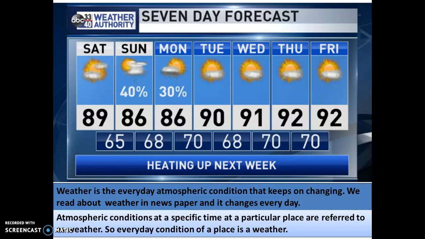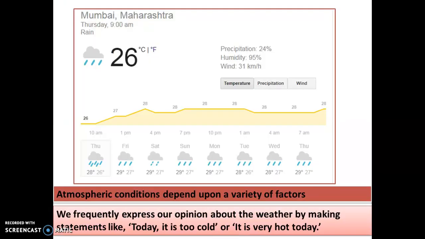If we come to the definition, the atmospheric conditions at a specific time at a particular place are referred to as weather. So, everyday condition of a place is weather. Now, this diagram shows Mumbai, Maharashtra's weather on Thursday. From that we see it's cloudy. Atmospheric condition depends upon a variety of factors. We frequently express our opinion about weather by making statements like today it is very cold or today it is very hot. So these are everyday's conditions.